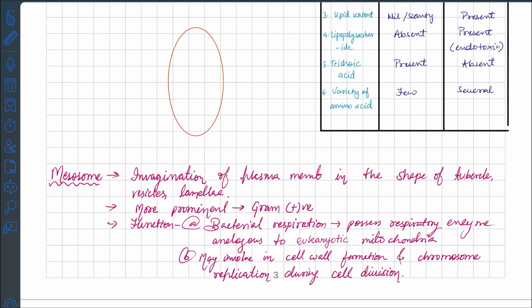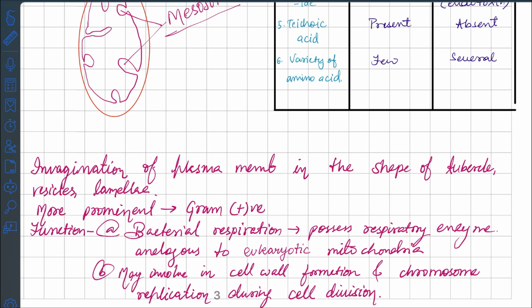This is the cell wall and this is the plasma membrane, which invaginates the cytoplasm in different structures. These invaginations are known as mesosomes. I hope you got it. Now let's look into the function of mesosome.